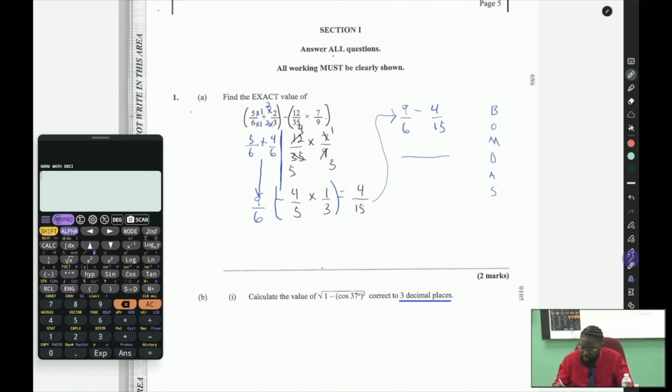To make this common denominator for us, we could have simplified 9/6 to an equivalent fraction. So we'll divide by 3, which will then give us 3 over 2 minus 4 over 15. So then now we're going to find the lowest common multiple, which is 2 times 15, which will give us 30.